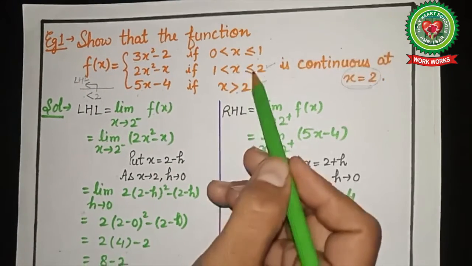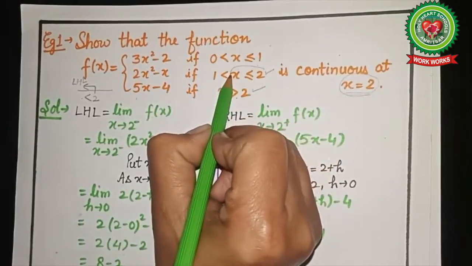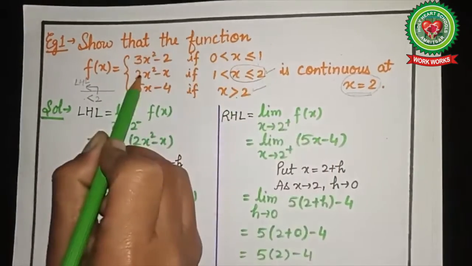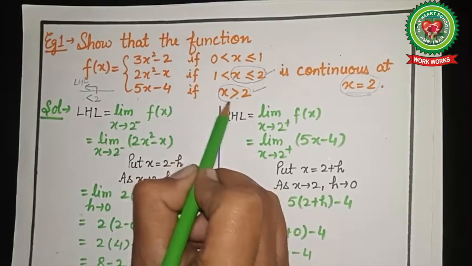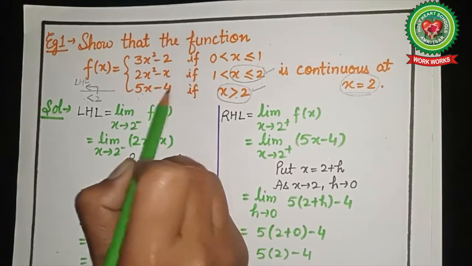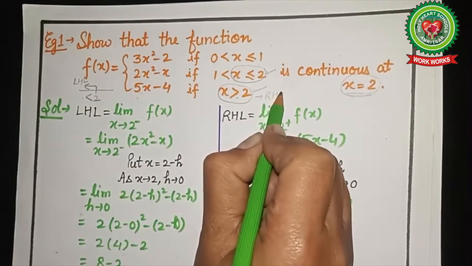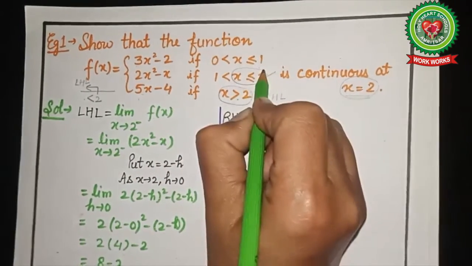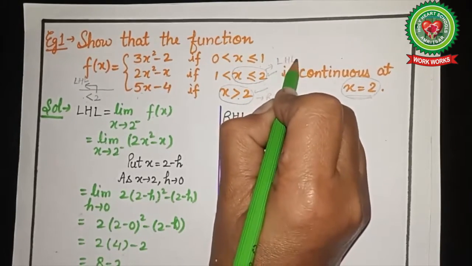So look at these two functions. For x less than 2, we have to consider the function 2x² − x, and for x greater than 2, we have to select the function 5x − 4. So for x greater than 2, this function will give us the value for the right hand limit, and the other will give us the value for the left hand limit.